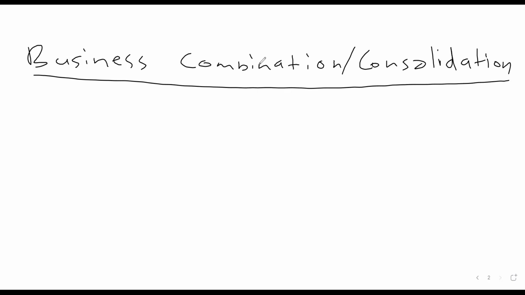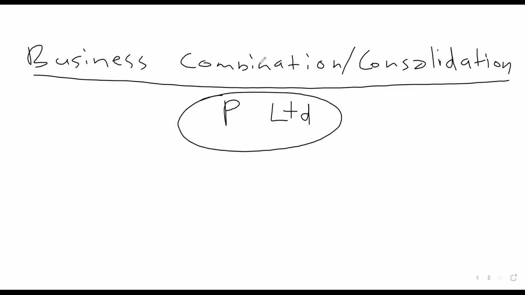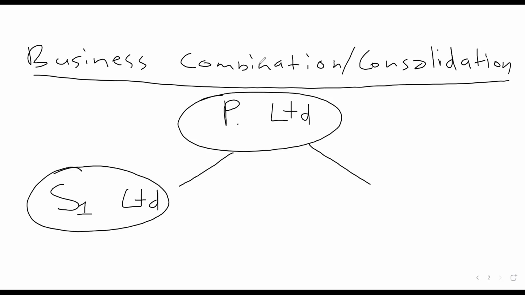To illustrate this in a simpler manner, I will give you an example, which I will denote here. Company P Limited is what I would call a parent company. For them to form a business combination, P Limited needs to acquire some shares in another organization, which I would call S1 Limited. And P Limited is not limited to acquiring shares in only that one organization. It may decide to acquire shares in another entity altogether, which I would call S2 Limited.